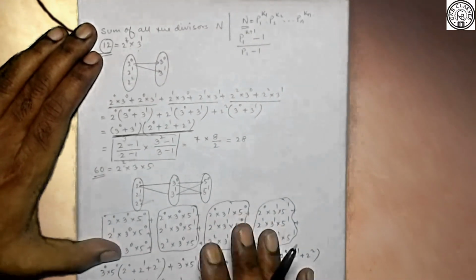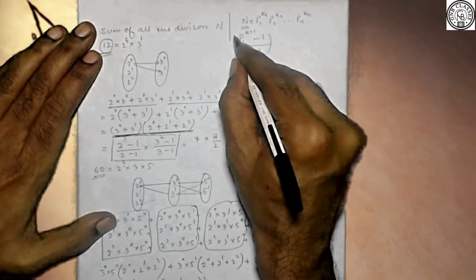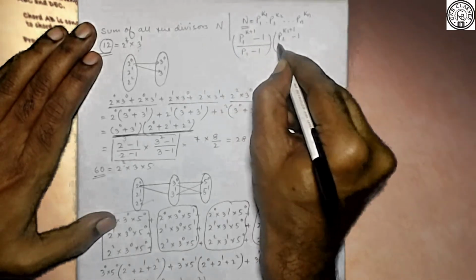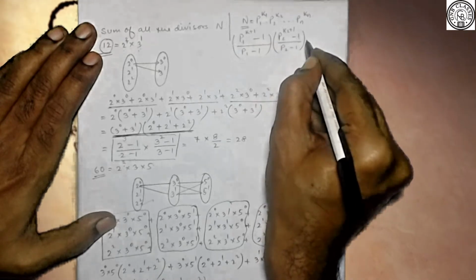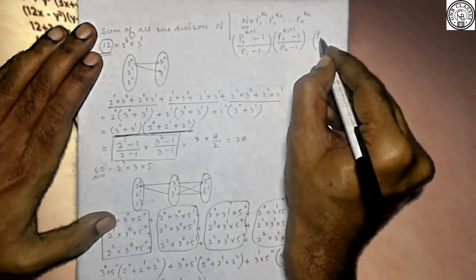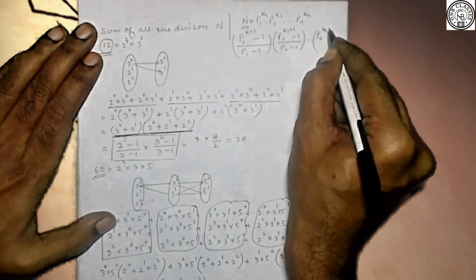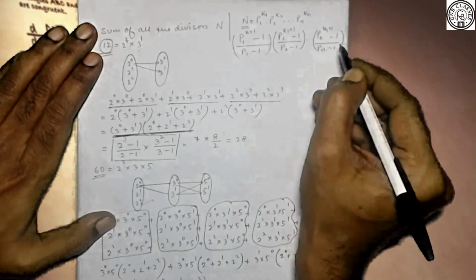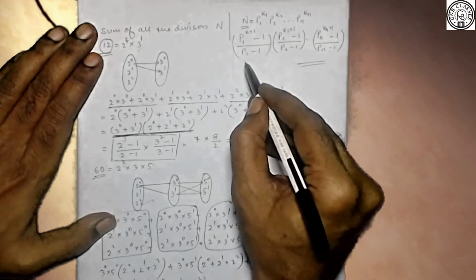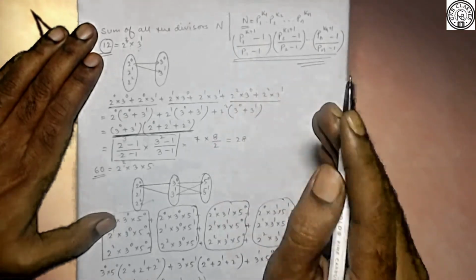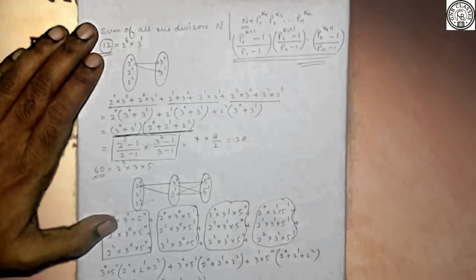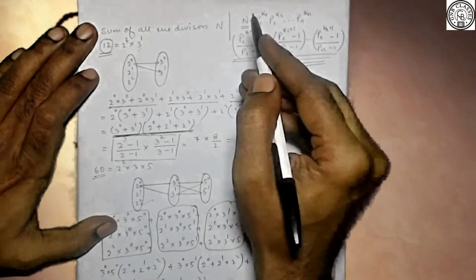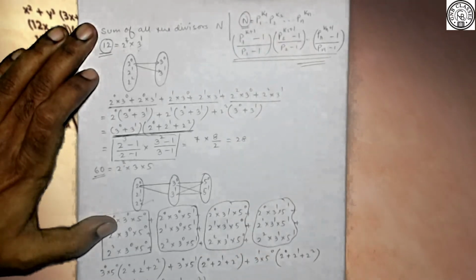Then into p2 to the power k2 plus 1 minus 1 by p2 minus 1, and this thing goes on. And the last will be pn to the power kn plus 1 minus 1 divided by pn minus 1. Tell me yes or no. So this is the formula that we will use to find out the sum of all the divisors of the natural number n. Is it clear?